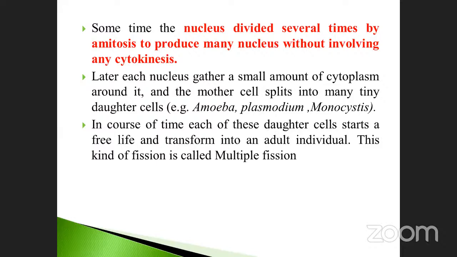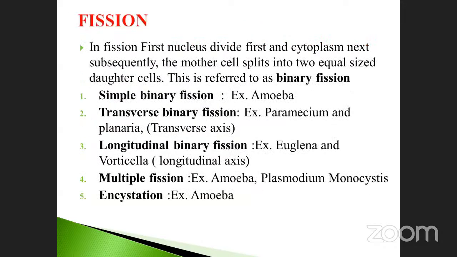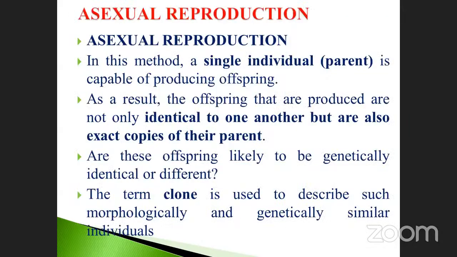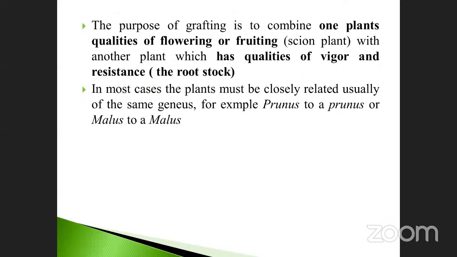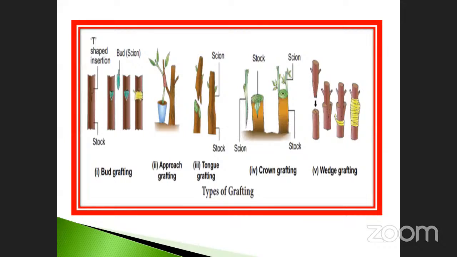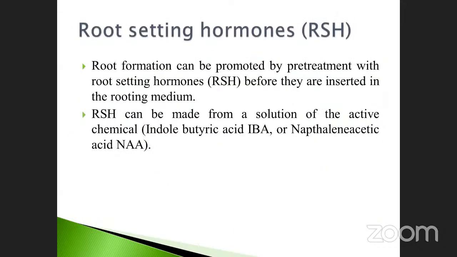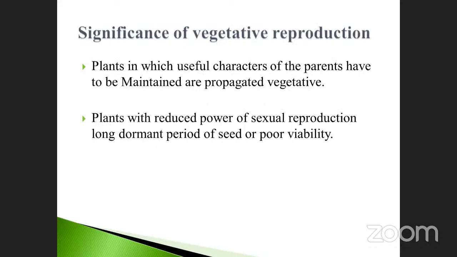Okay. So today, what are the things we discussed? What is meant by asexual reproduction? What are the types of asexual reproduction? One by one, we already discussed them. What is the significance? Cutting, layering, and grafting also. What are the types of cutting? What are the types of grafting? And also other things, and rooting hormones. What is the main significance of vegetative propagation, that is, vegetative reproduction?